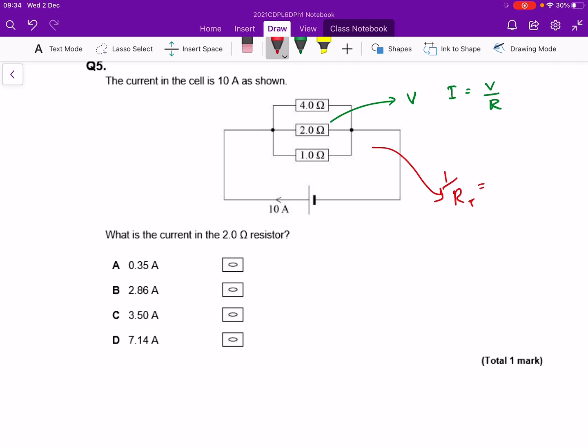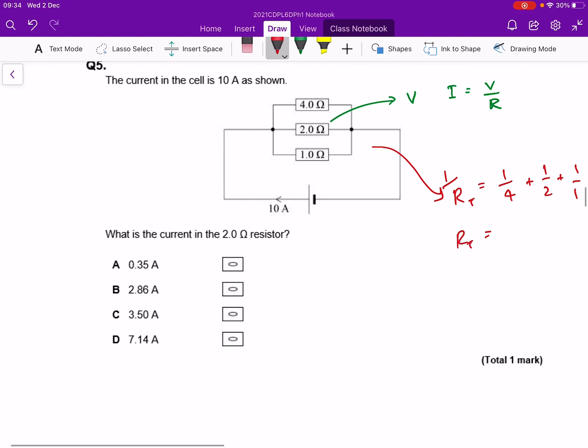Well, 1 over R total is 1 over 4 plus 1 over 2 plus 1 over 1. And then 1 over all of that gives me R total. So R total is 0.57 ohms. From there, we know that the current flowing is 10 amps. So what is the voltage across these guys? So V equals IR, 10 amps across 0.57. So 10 times our answer gives me 5.71 volts.